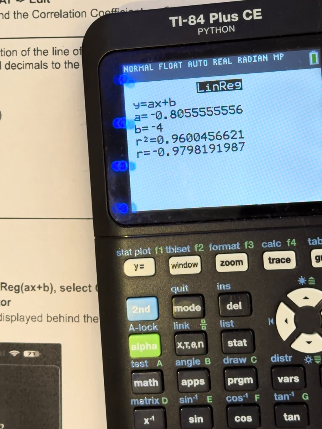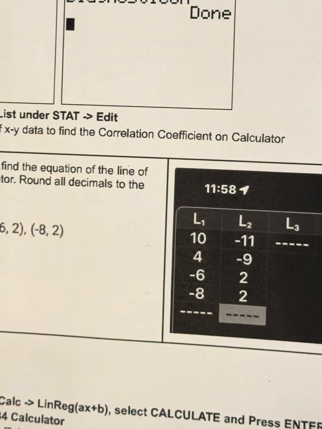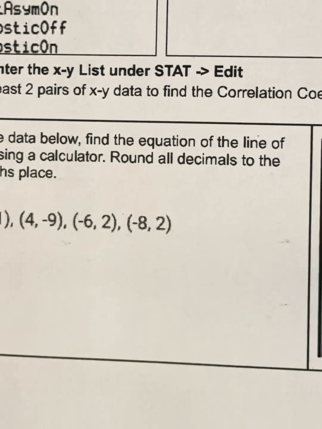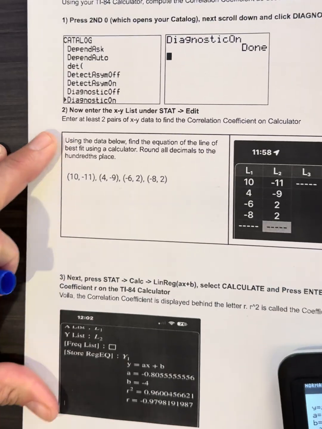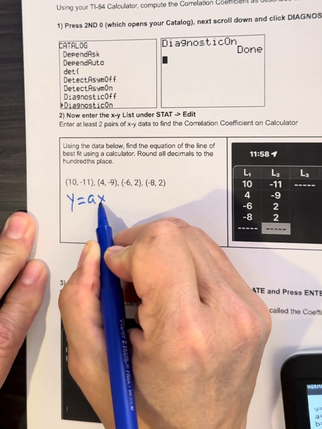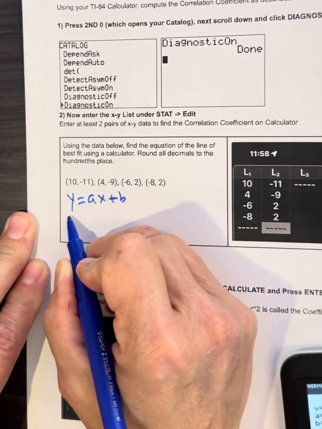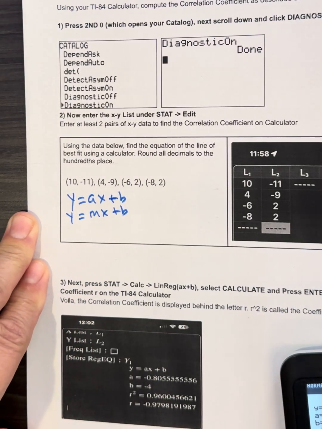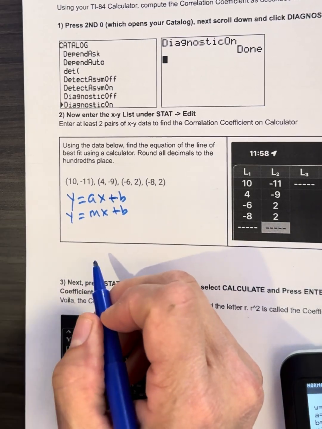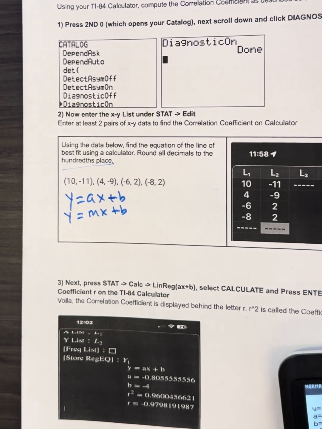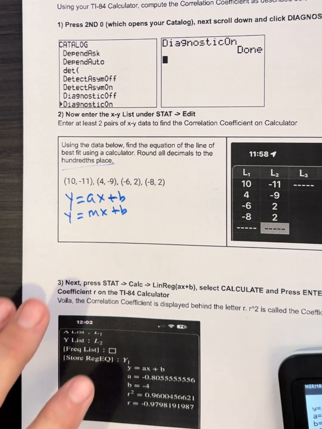So y equals, let me unzoom here. Y equals AX plus B is how it's written. And so y equals MX plus B is how it should be written. And so the A and the M are the slope. So for rounding to the nearest hundredth, how many decimal places is that? 2.